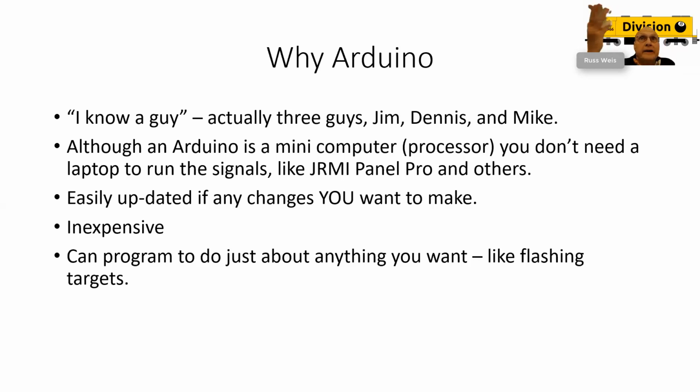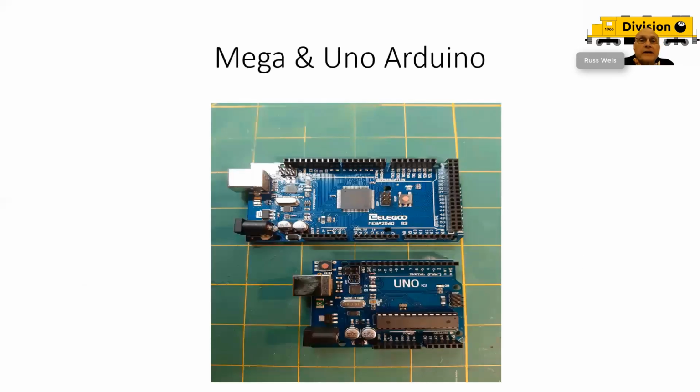This Mega, which is the biggest Arduino, is only about $35. And you can program it to do just about anything you want. Later on, we'll see that Dennis even asked me, well, you know, under this condition, you would have a flashing green. No. But we could make it do that. Okay, so here is the Mega on the top and the Uno, the smaller one, on the bottom. And you know, Mike, I forgot to bring it today.